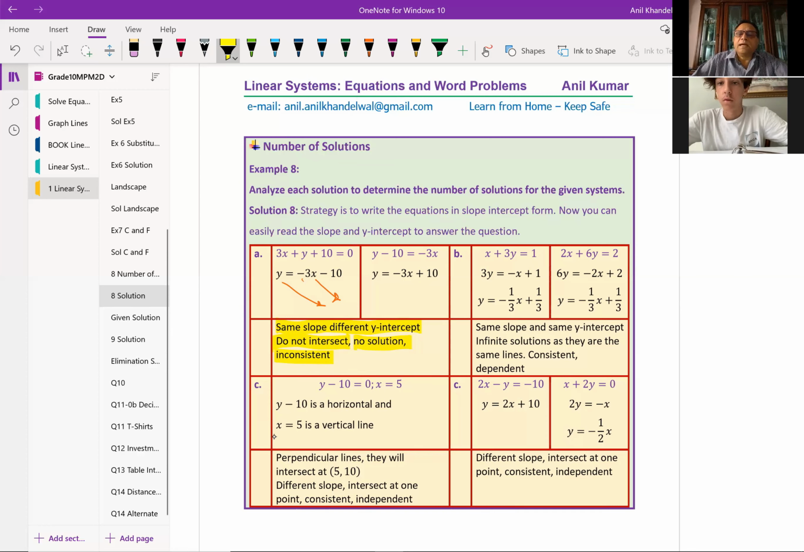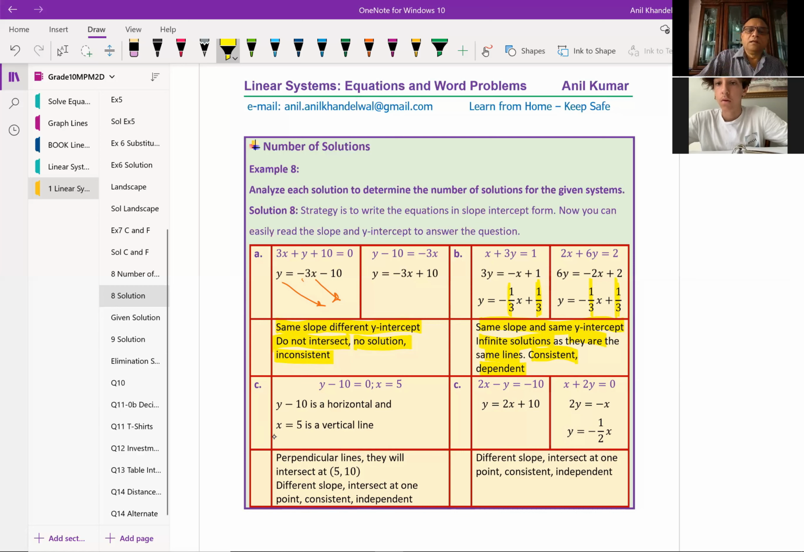Yes. Second equation. x plus 3y equals 1, 2x plus 6y equals 2. If I isolate, we get y equals minus 1 over 3 x, and the y-intercept is 1 over 3. The other equation also, when I isolate, gives exactly the same. Do you see that? Yes. Clearly, they are the same lines. Same slope and same y-intercept means infinite solutions. They are the same lines, so they have a solution, one or infinite, consistent, dependent, because they are overlapping, correct?